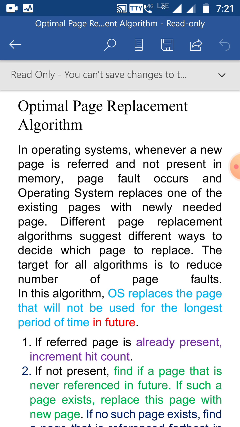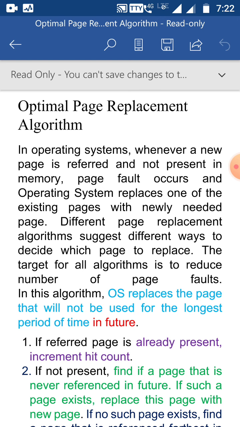Okay, so if the referred page already exists in the frames, there is no problem, but here the hit ratio is going to be increased. The hit ratio means how many times a page is referred within a frame. So this is the hit ratio. The hit ratio is incremented by 1 when a page does not cause a page fault. Okay, not involved in a page fault.